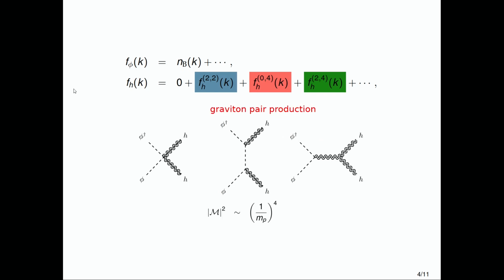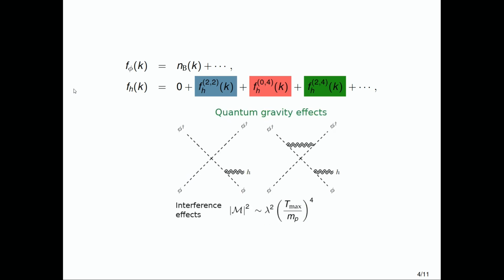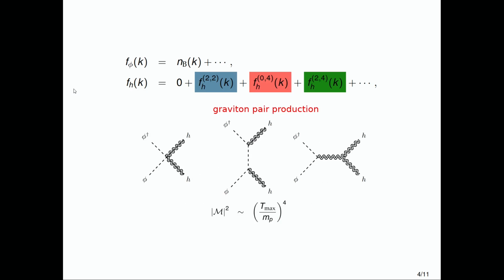All right. The second contribution here is coming from graviton pair production processes. And the matrix element is on the order of 1 over m Planck, or T max over m Planck to the power of 4. Hence the naming convention here. So these are the lowest order contributions. They are on the order of 4. This is obvious here: 2 plus 2 is 4 basically, and 0 plus 4 is also 4.